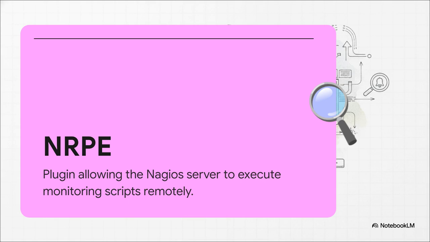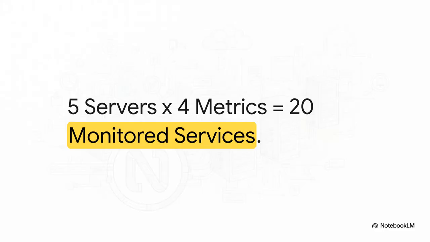But wait, how does the server actually get inside the client machine to check on things? The real magic here happens through a crucial plugin called NRPE, or the Nagios Remote Plugin Executor. Think of it like sending an inspector to a remote branch office. If the inspector doesn't have a contact on the inside to open the front door, they're locked out. The Nagios daemon uses NRPE to securely reach out to an NRPE agent sitting inside that remote machine. That agent opens the door, gathers the specific metrics like CPU load or HTTP status, and hands that data right back to the server.